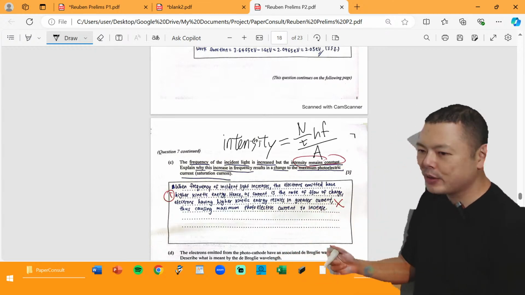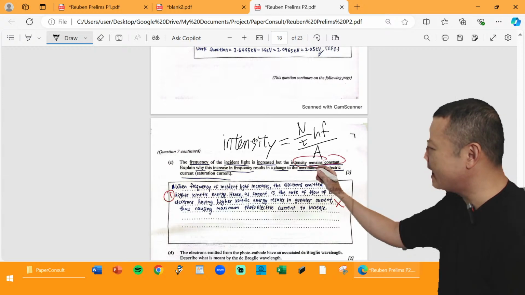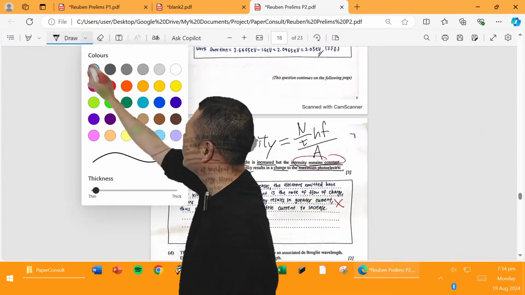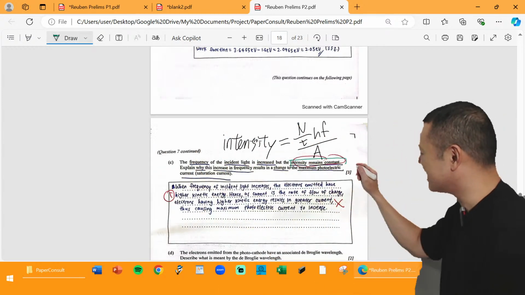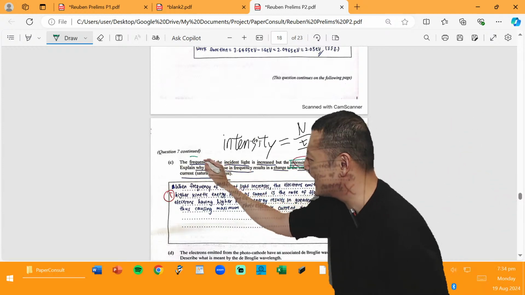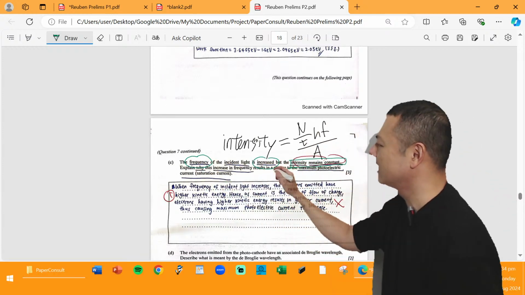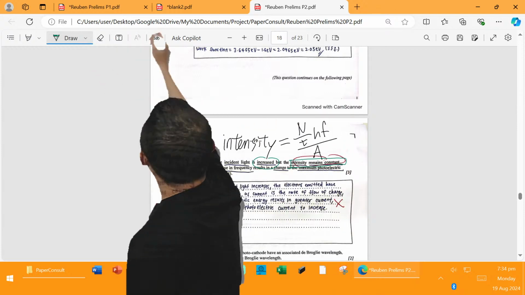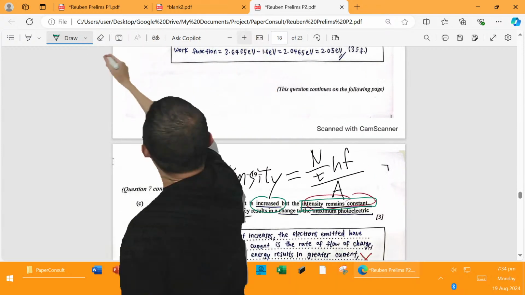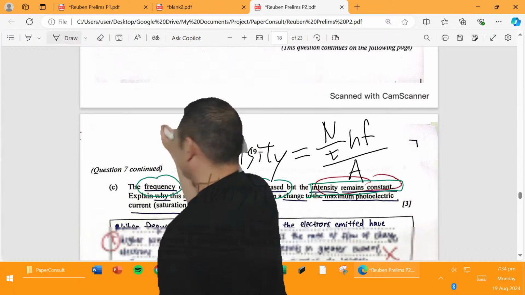Okay, so you see, right? They want you to maintain the intensity, but yet they want you to increase the frequency. How? What is the compromise? You decrease the rate of photons, correct?